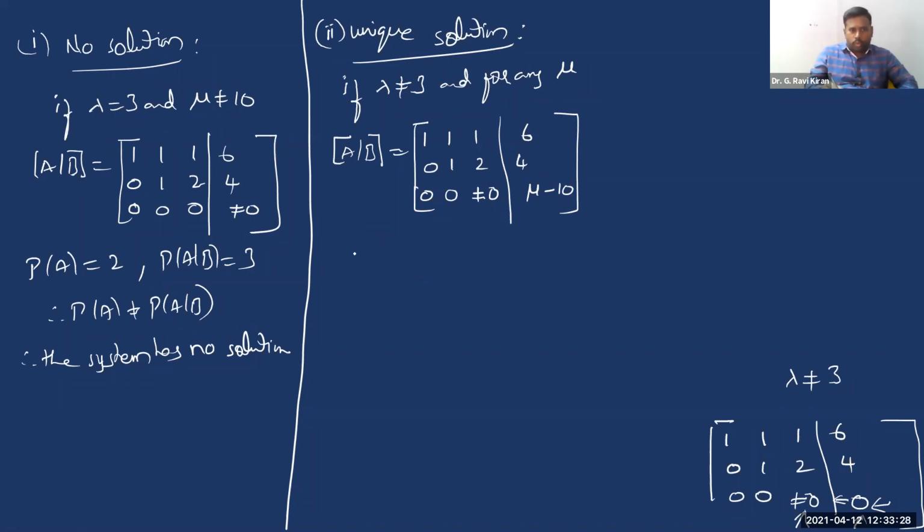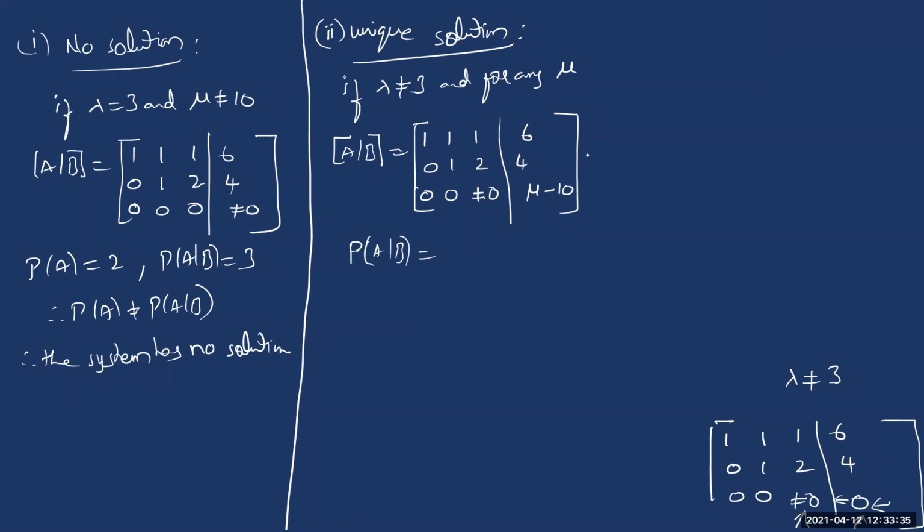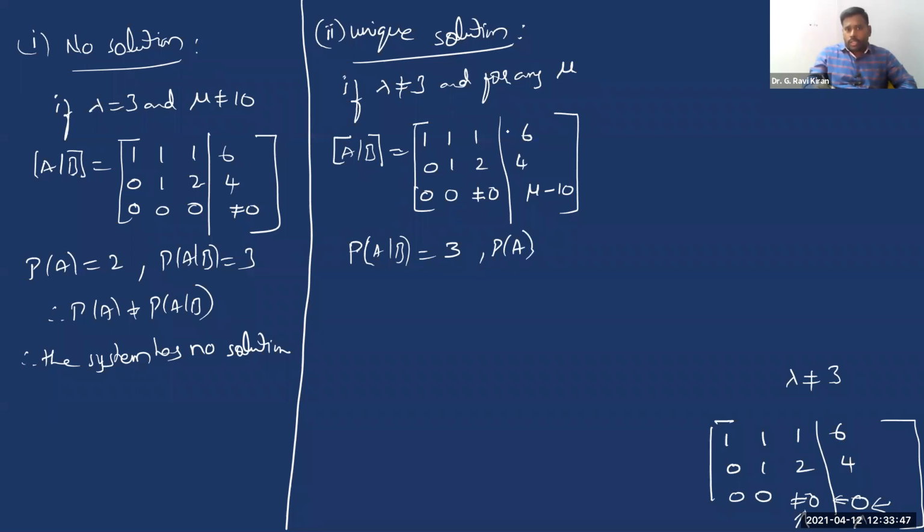Now, keeping this in view, what may be the rank of AB, the rank of the augmented matrix? 3. Yes. You need to consider the total matrix, and there are exactly 3 non-zero rows, so the rank of AB is 3. And then to write the rank of A, we ignore the last column completely. So the remaining is only matrix A. Even in matrix A, you have 3 non-zero rows because this is not equal to 0. Since there are 3 non-zero rows, the rank of A is also equal to 3.